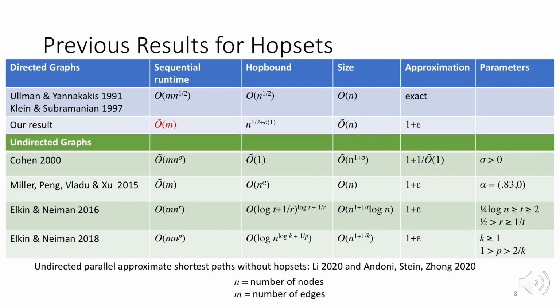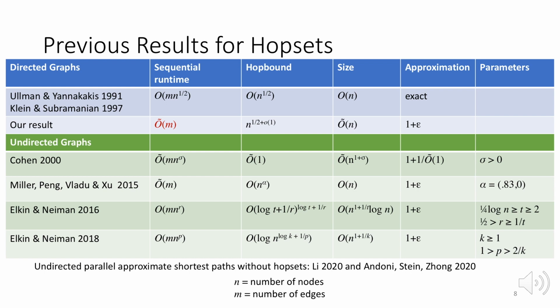Now I'll go over some previous results for hopsets. For directed graphs, there exists an exact hopset due to Ullman and Yannakakis and Subramanian and Klein. They have linear size and root n hop bound, however the runtime is high, being m times root n. Our hopset is approximate, has nearly linear size, n to the 1/2 plus little o of 1 hop bound, and has nearly linear runtime. For undirected graphs, a lot more progress has been made.